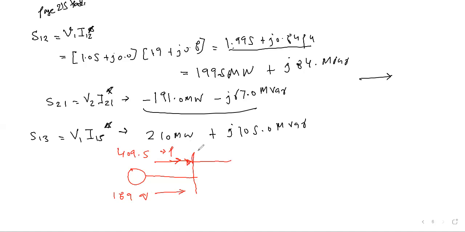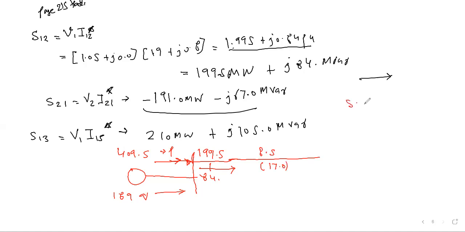So I'll write this 191 is leaving, 199.5 is leaving, and here also this is the real part P, and the reactive part would be written down here as 84. And we have the impedance value for this line as 8.5, and here we have this as 17. So how do we get this impedance of the line?